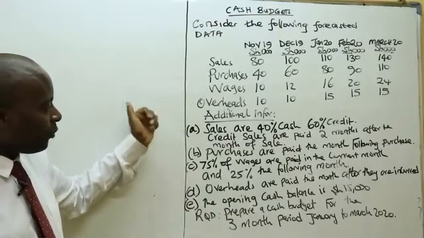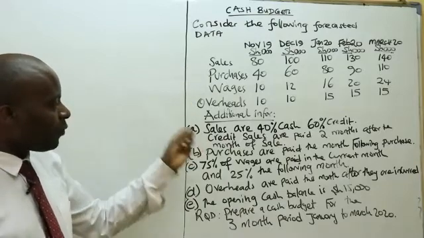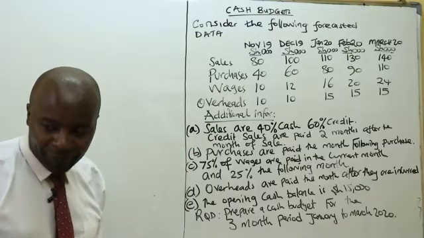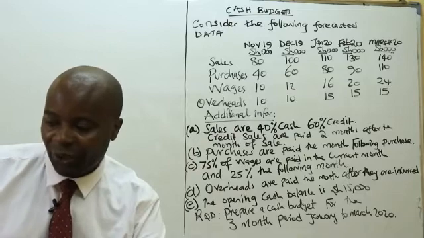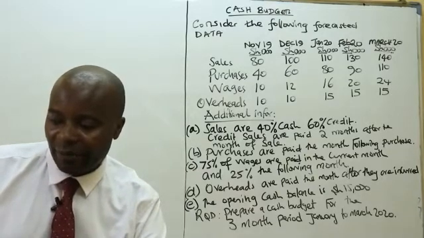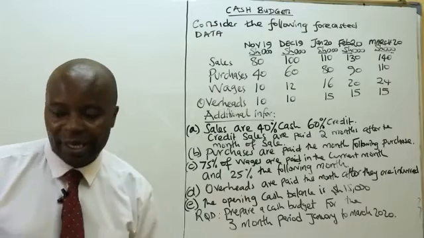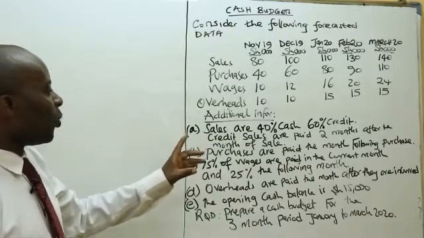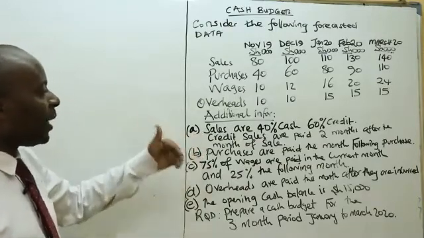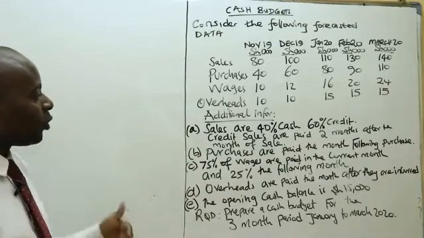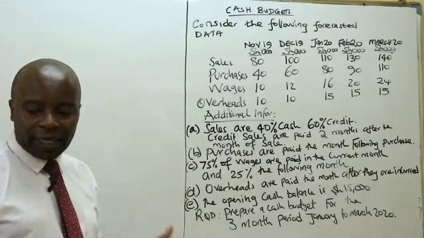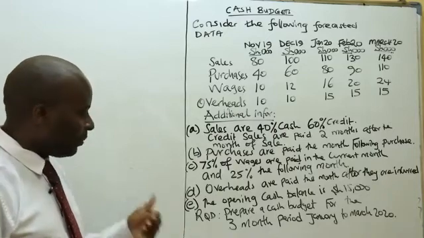We have additional information. They have told us sales are 40% cash and 60% credit. We are told credit sales are paid 2 months after the month of sale.